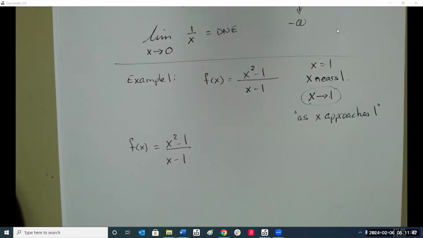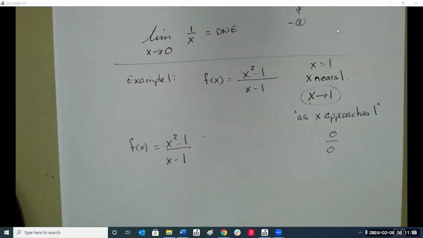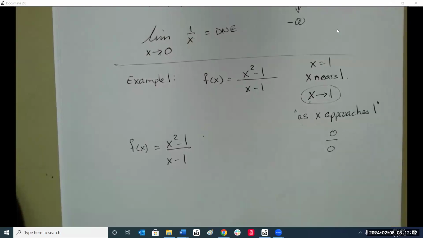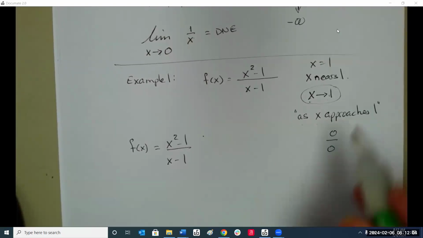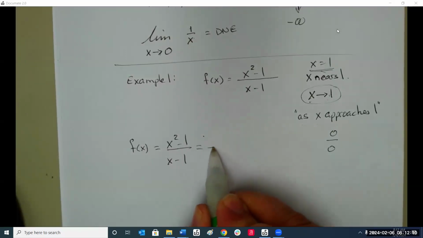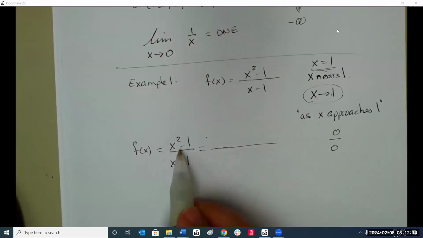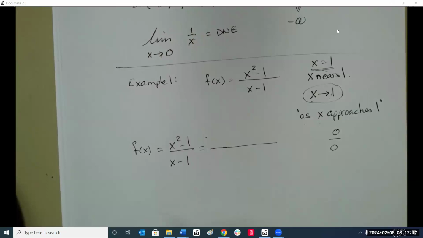It becomes what? What's on top? What number? Over. Whenever you have 0 over 0, that's actually pretty good, because if it's 0 over 0, that means that they both have this in common. Can we do anything to the top equation? Can we factor it out? What does the factor do?